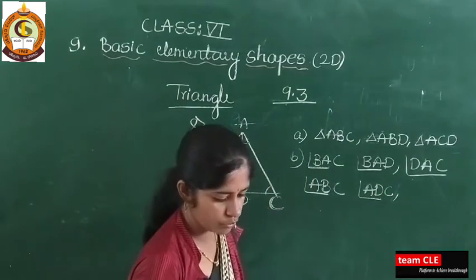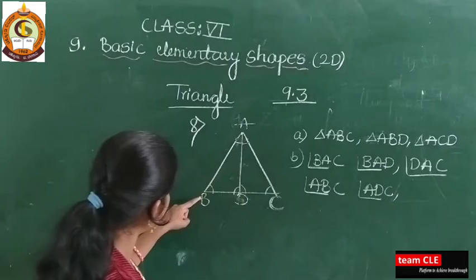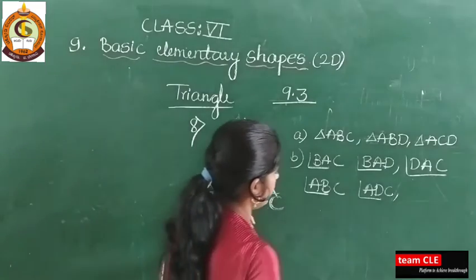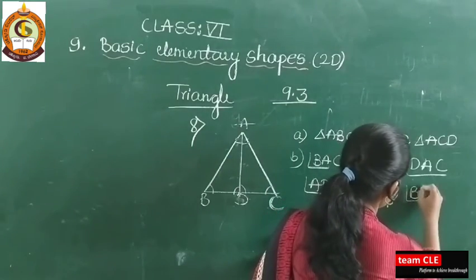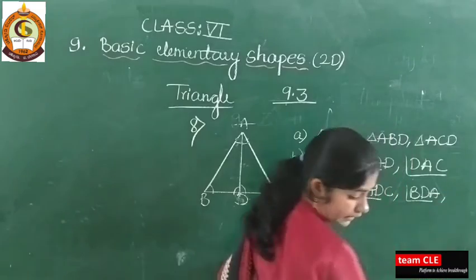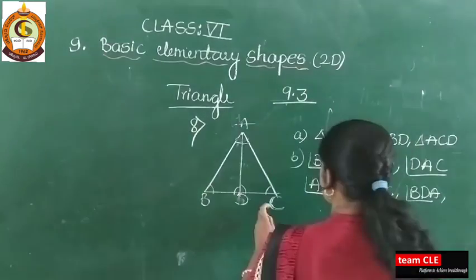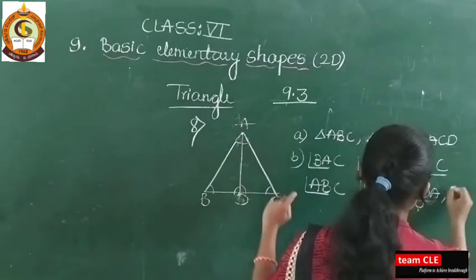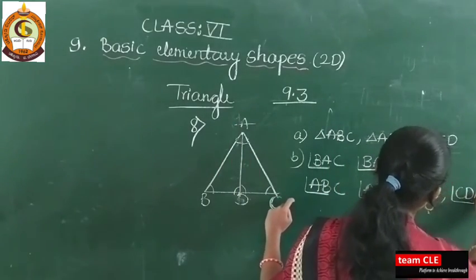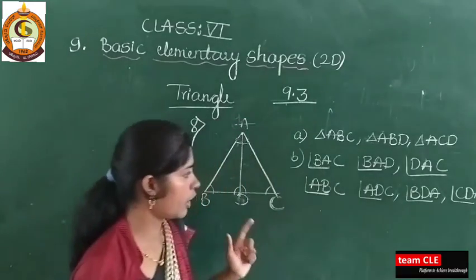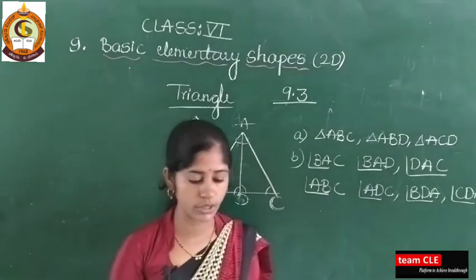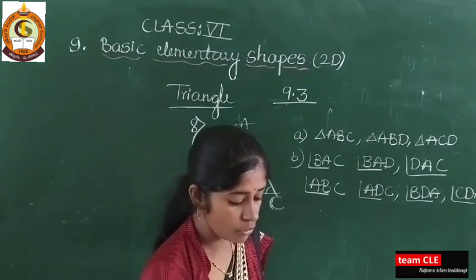Next here, a few more angles are formed, that is BDA. That is BDA, and one more angle has formed, and that is CDA. That is CDA. So in total how many angles are formed here? Total 7 angles are formed.